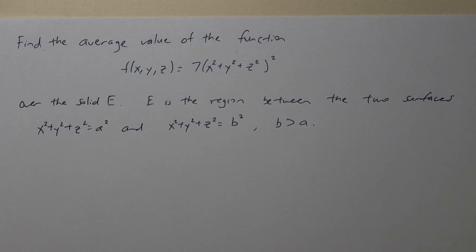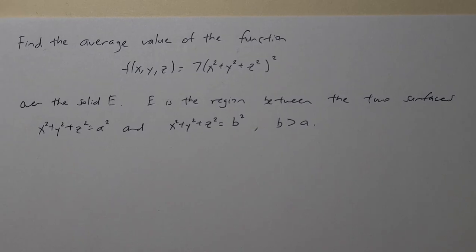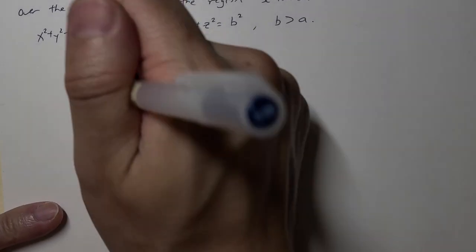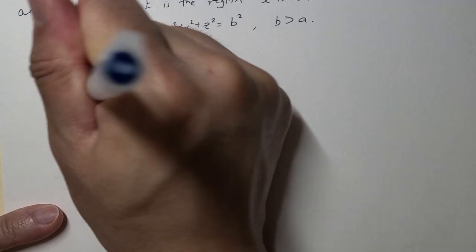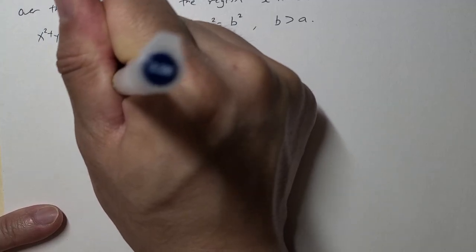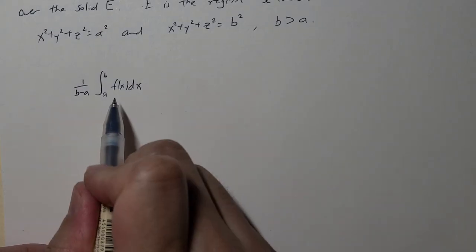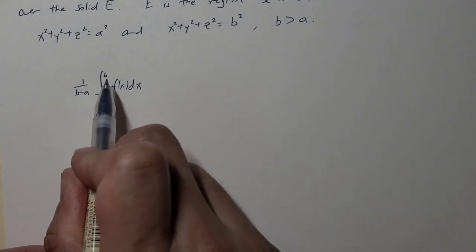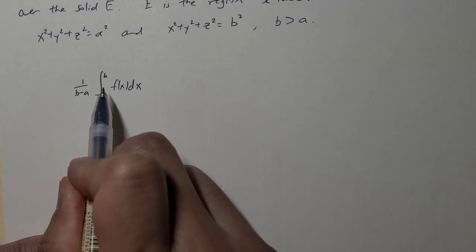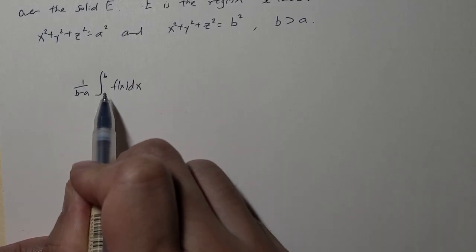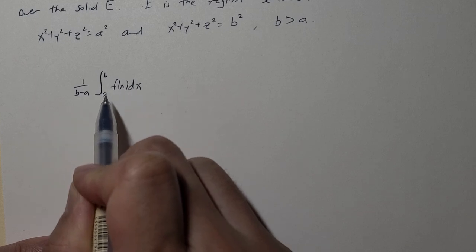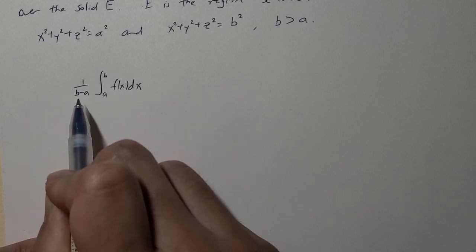So let's think about how to do this. Think back to Calculus 1, single variable calculus. How did you find the average value of a one-dimensional function? It was 1 over (b minus a) times the integral from a to b of f(x) dx. This is how you found the average value of f over the interval a to b. Interpret this as summing up all the values of f between a and b, divided by the length of that interval.